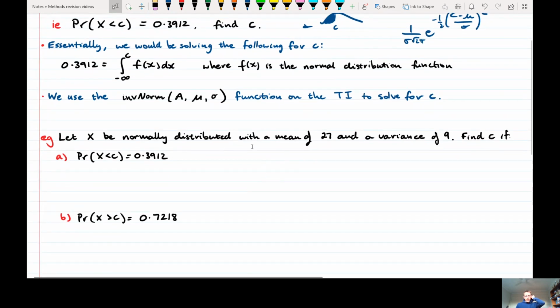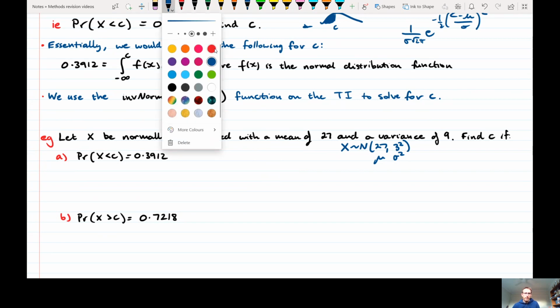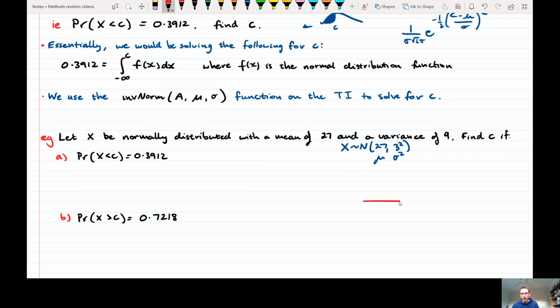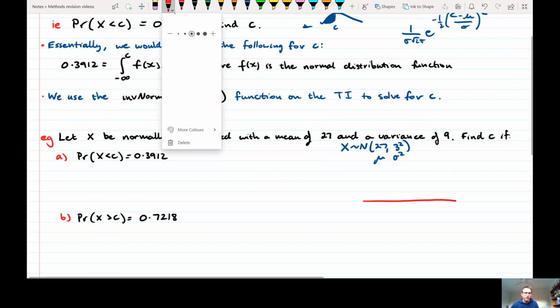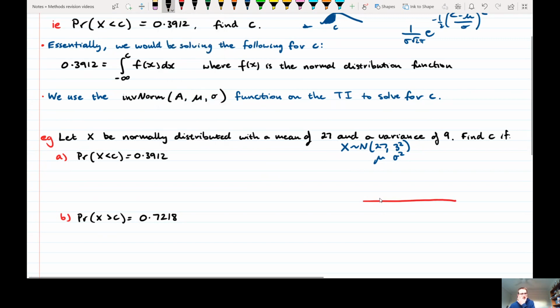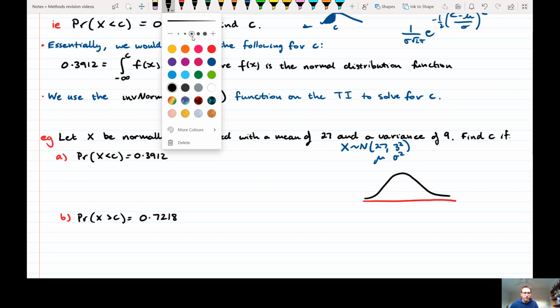Let X be normally distributed with a mean of 27 and a variance of 9. Now I can write 9, but it's also a good idea to write 3 squared for 9, because remember that is sigma squared, and I want sigma for all my entries, and there's mu there. Now, just like in the previous video, I'm going to suggest you should always draw a bell curve before you get working on this sort of stuff, because it gives you an indication of what you're working with. So here's my bell curve. It doesn't have to be perfect. It's not getting marked anyway.